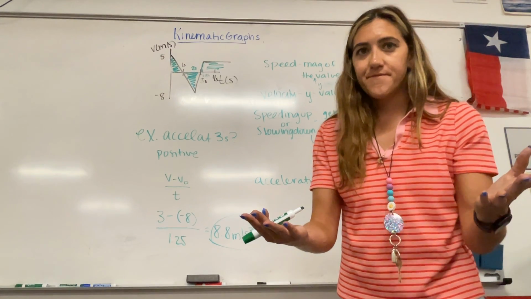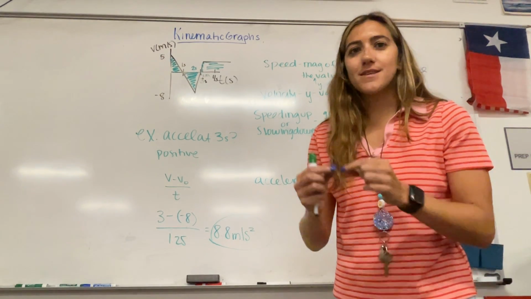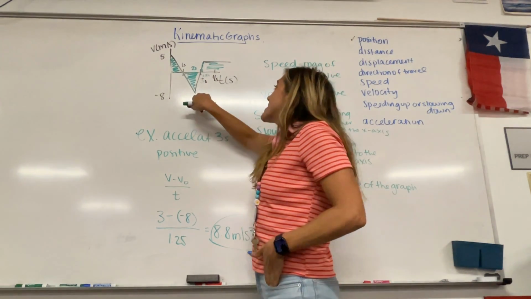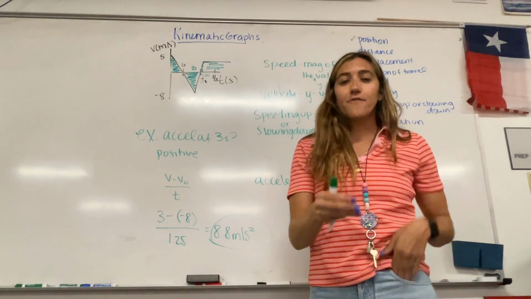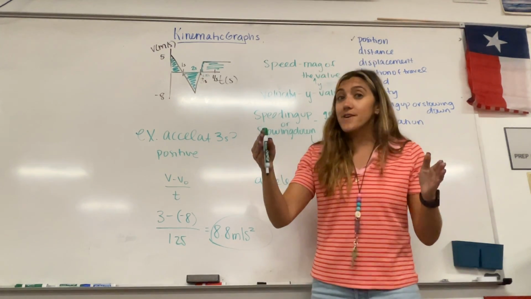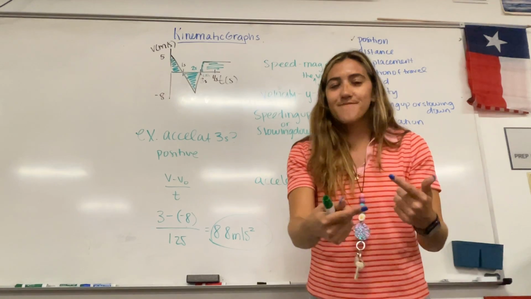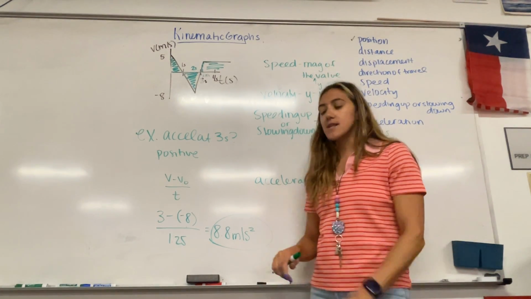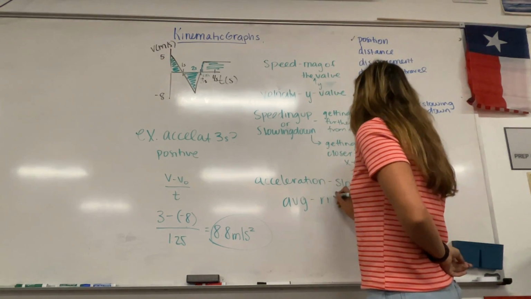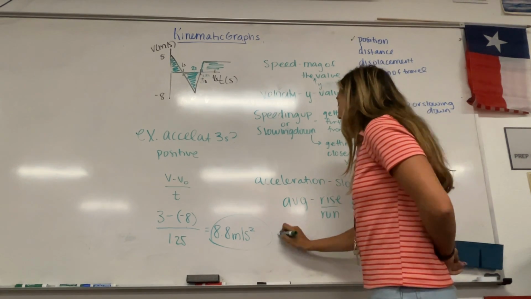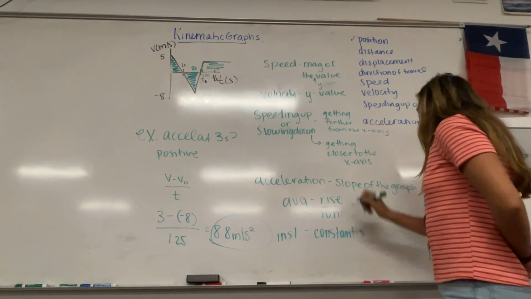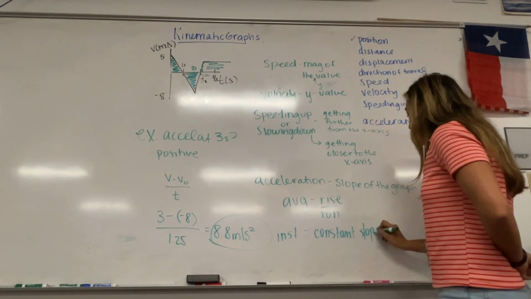Why? Because the slope doesn't change. Since the slope this entire time is the same from 2 to 3.25 seconds, that means that if it's 8.8 on average, but it's the same everywhere, then at 3 seconds, this would be instantaneous. So average, if you had to calculate rise over run, instantaneous if you have constant slope.